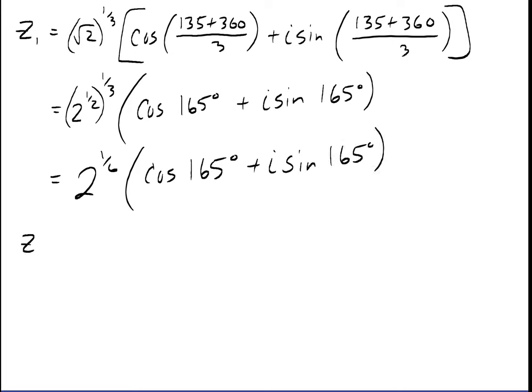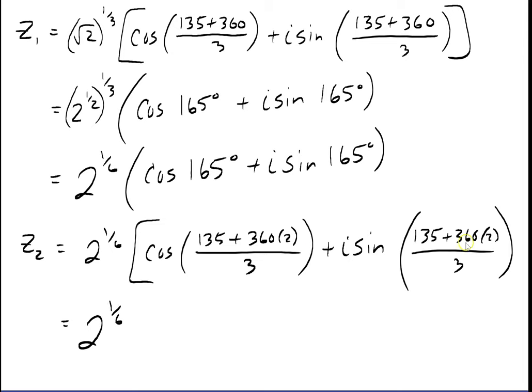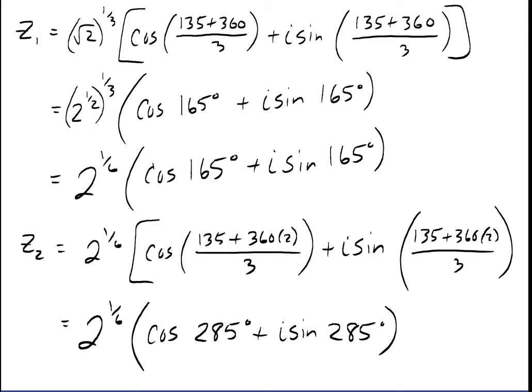All right, and one last one here. z2, so this is the third. Notice I wrote down the r value already. We're going to get the same thing all the time anyway, so why write it down multiple times? The only thing we've got to figure out is the angle measurement. So it's 135 plus two rotations of 360, divided by 3. We just need to figure that one out, and then we have all the answers we need. So 2 to the 1/6, and that's going to be 720 plus 135 divided by 3, 285, says my calculator over here. And we have our answer right there. There's the third cube root.